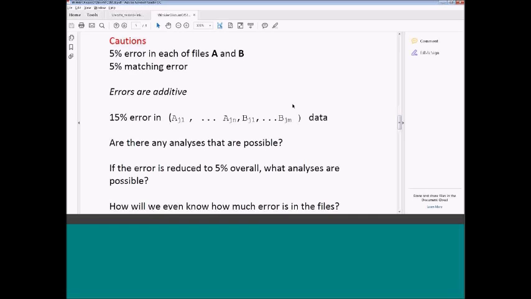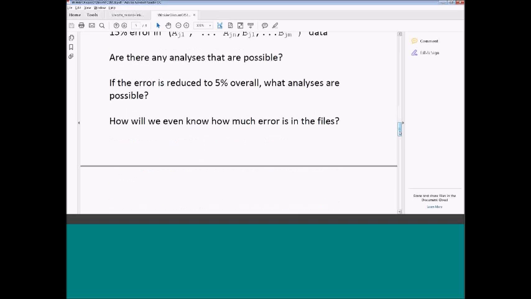So the issue would be if there's 15% error, are there any analyses that are possible? If we had efficient ways of cleaning up the data, the error is reduced to 5%, then what analyses are possible? Nobody's looked at those yet, except in very sort of ad hoc ways. And then mostly, and this is even true in the statistical agencies where we have much better skills than most places, we can't say how much error there is in our files, what the quality is.